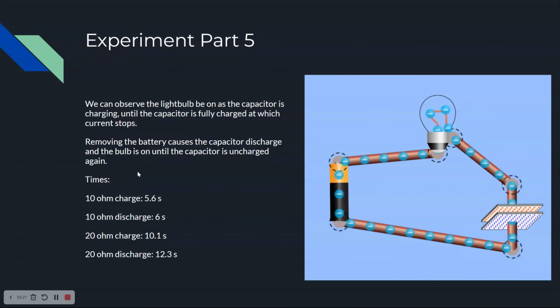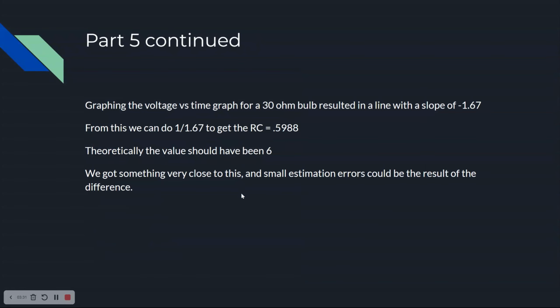So we had to time this. For the 10 ohm, I got 5.6 seconds to charge and 6 seconds to discharge. For 20 ohms, I got 10.1 seconds to charge and 12.3 to discharge. So here's a continuation of part 5.